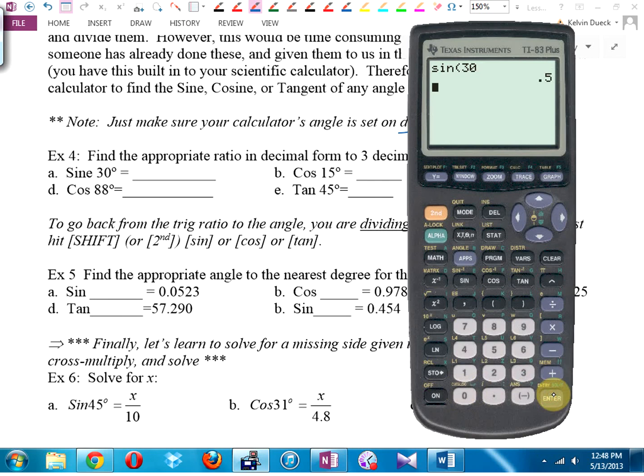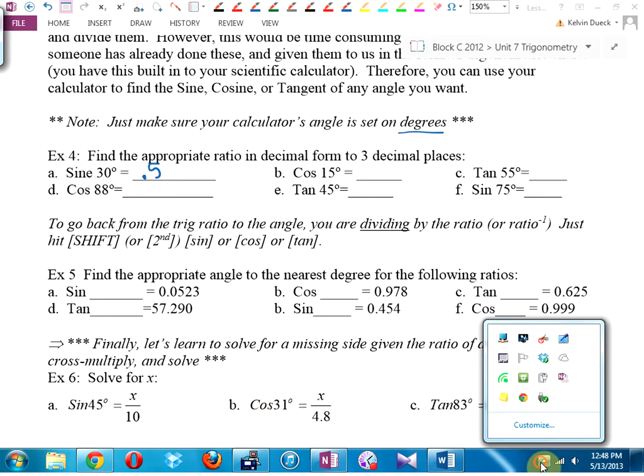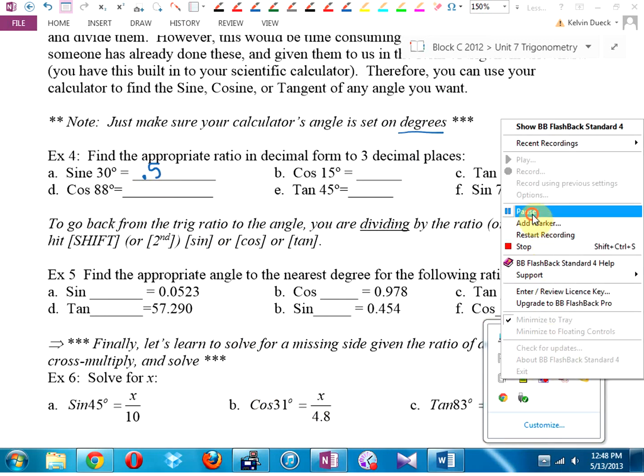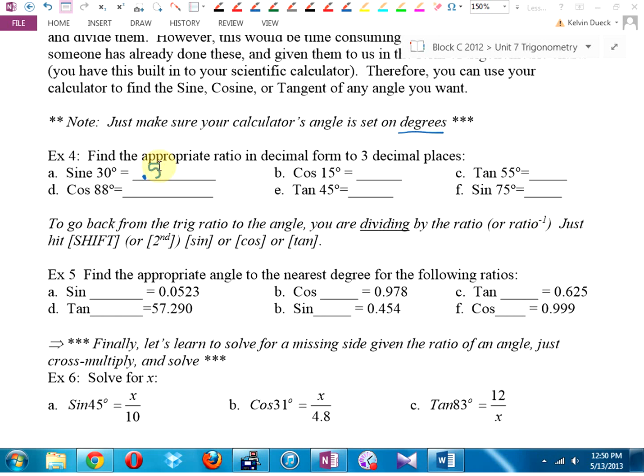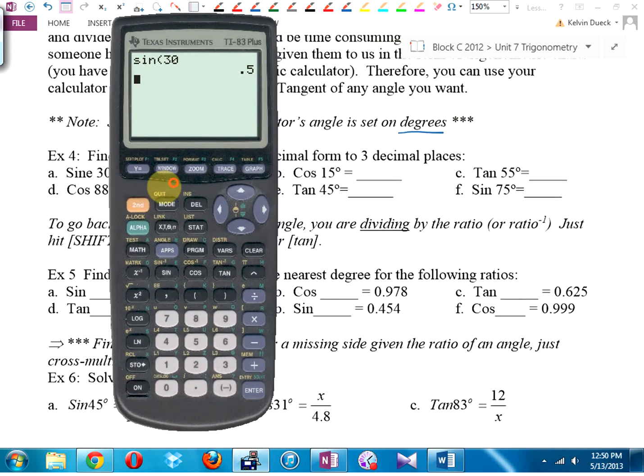Now, if you've got an older calculator, you might have to type 30, then press sine, equals. Who cannot get the 0.5? That means you're in the wrong mode. I will now come and fix those. I said to 3 decimal places, except 0.5 works out evenly. Find the cosine of 15 to 3 decimal places, please. You get 0.966?